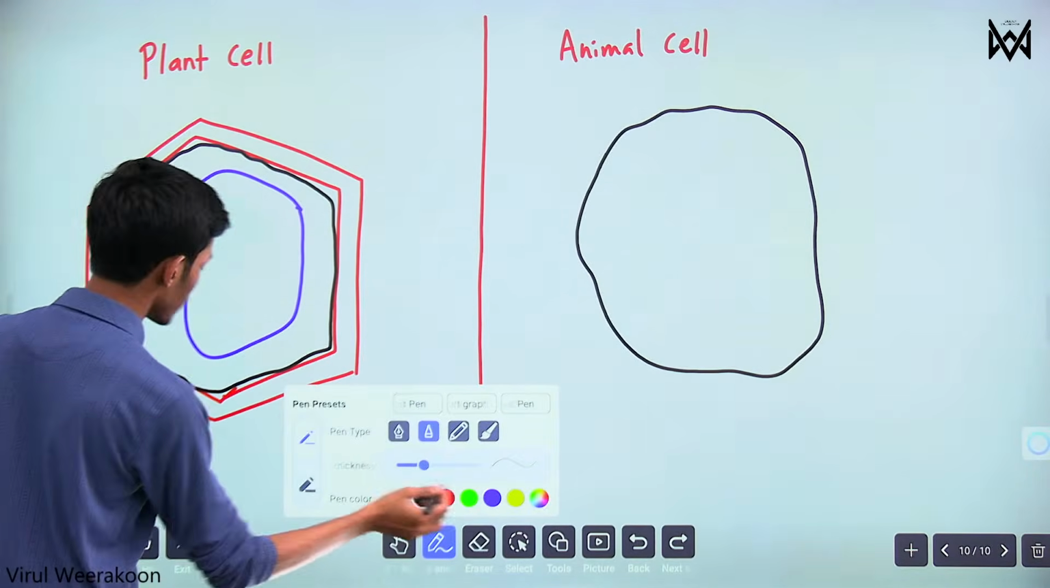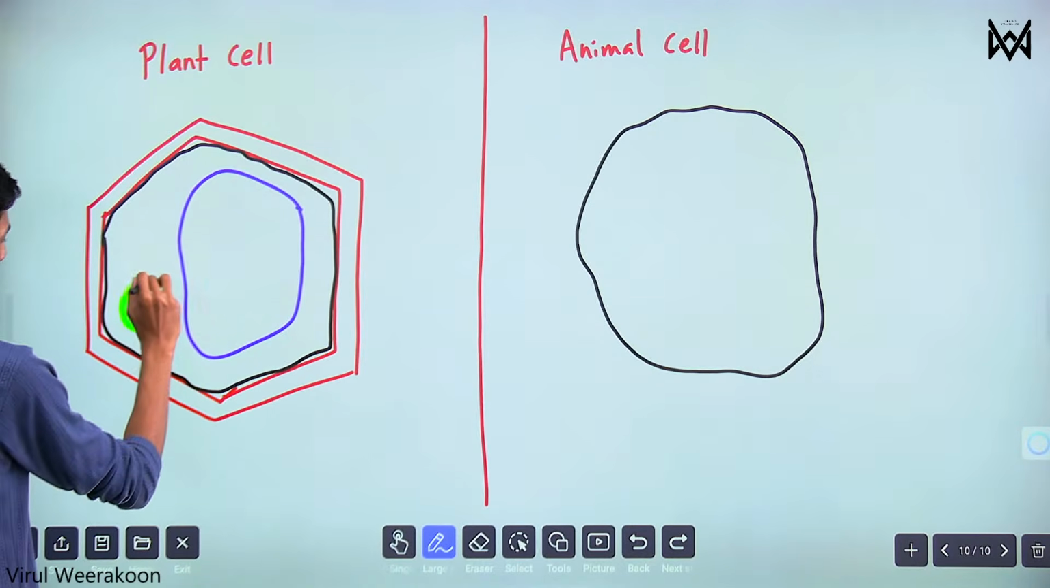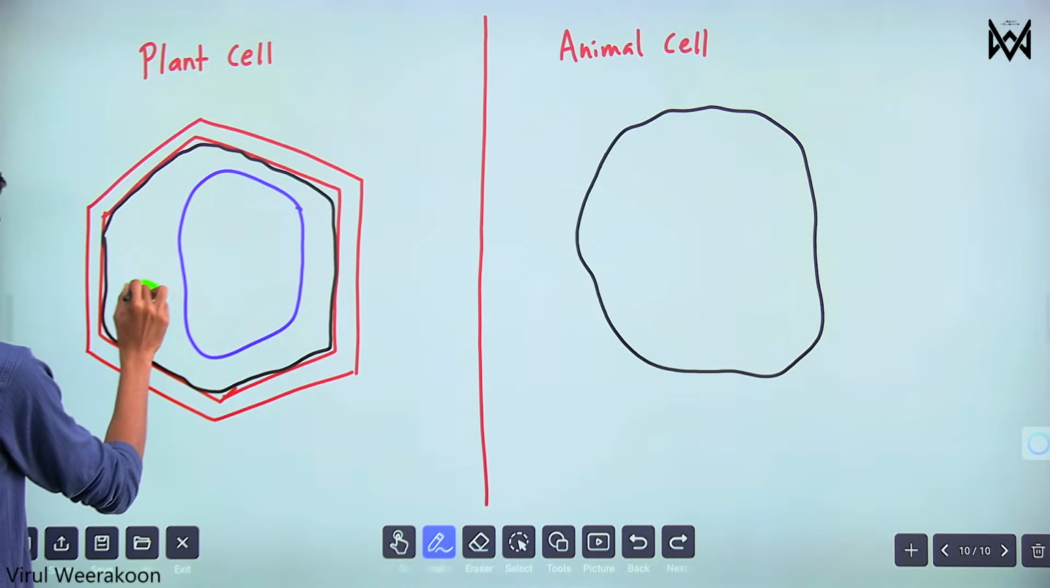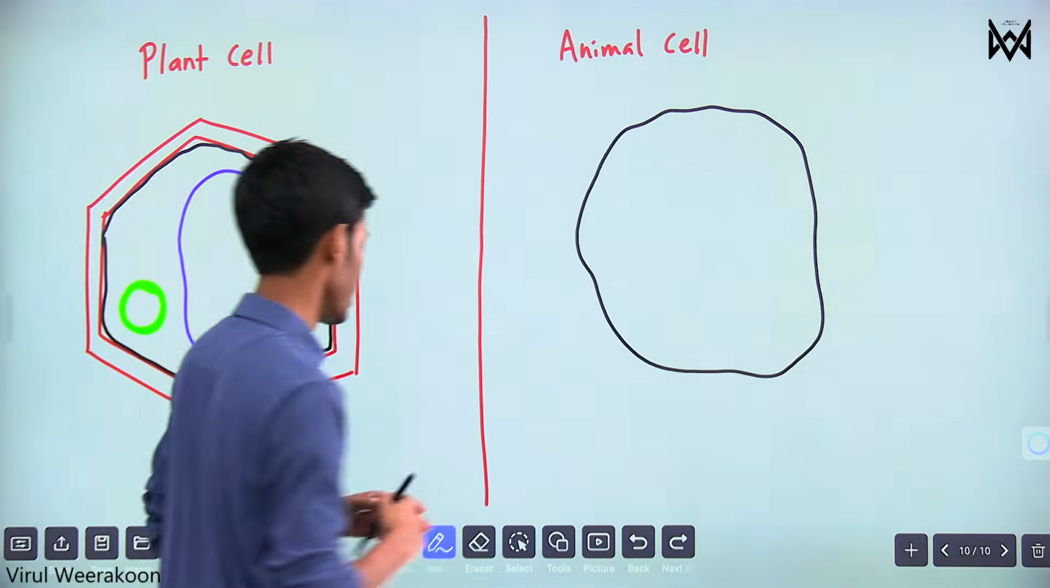And also when you go through the plant cell, you can see what? This green colored structure. What is this called? This is called the chloroplast. You can see the chloroplast here. There is no such structure in the animal cell.